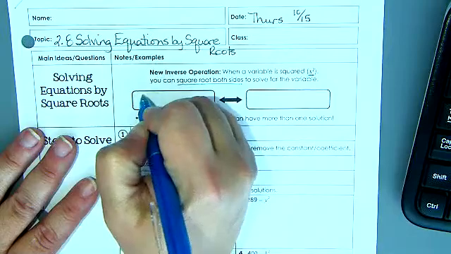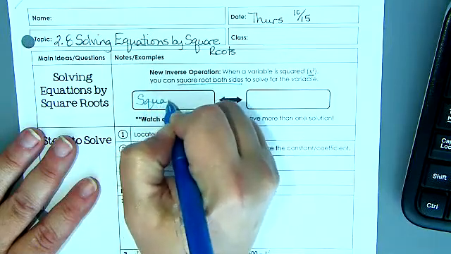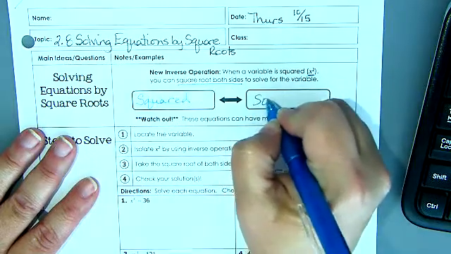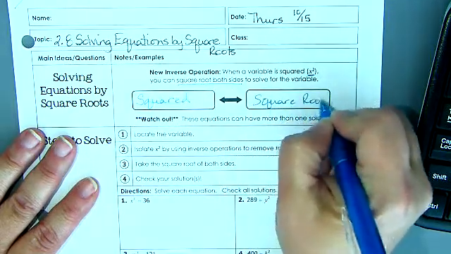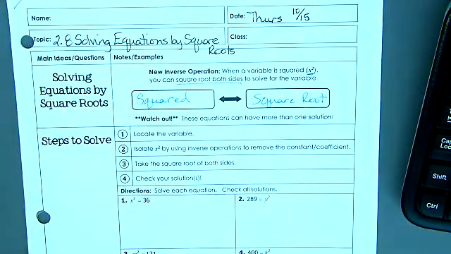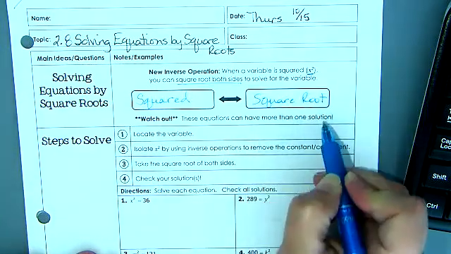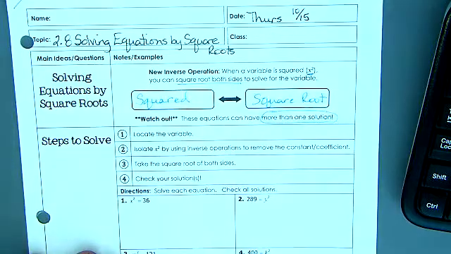So the inverse operations are squared and square root. They cancel one another out. All right, what you have to watch out for is these equations can have more than one solution. Okay, they can have more than one solution.